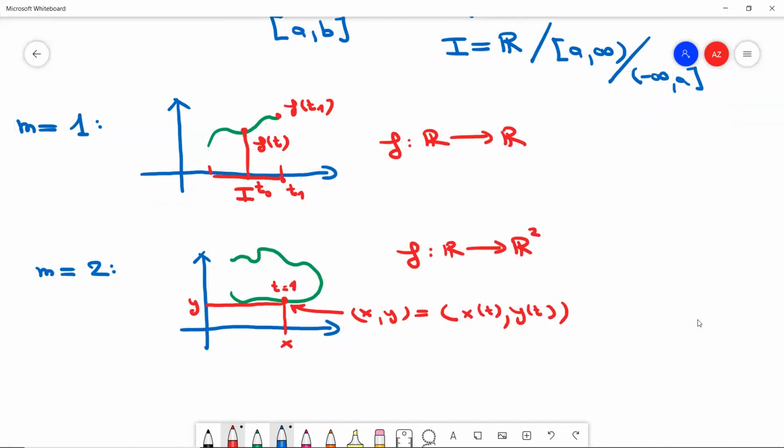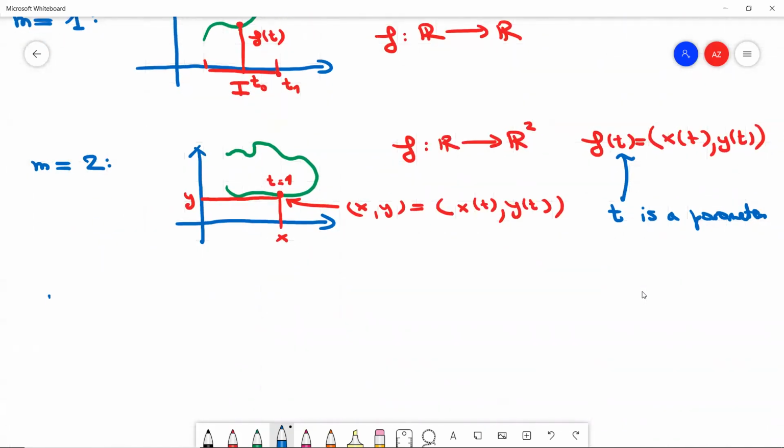And f of t is then x of t, y of t. This t is called a parameter. And why do we write it with t? Because it usually describes time. But it could also be any other parameter. We will see different parameterizations of the same curve, but usually it's meaningful that t represents time.